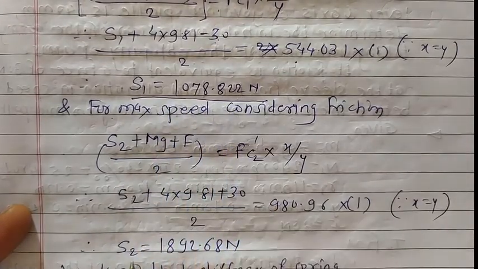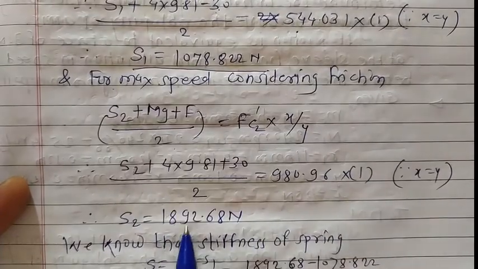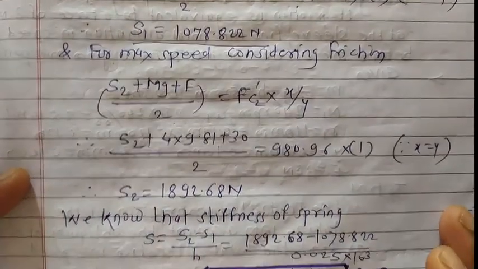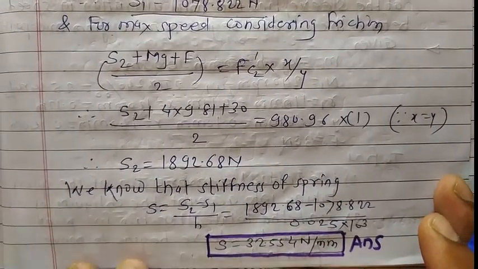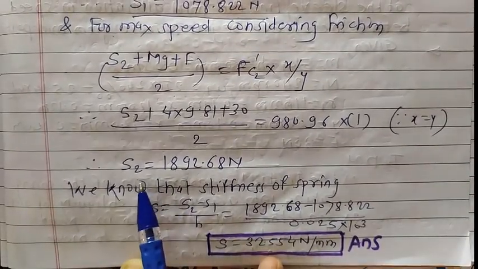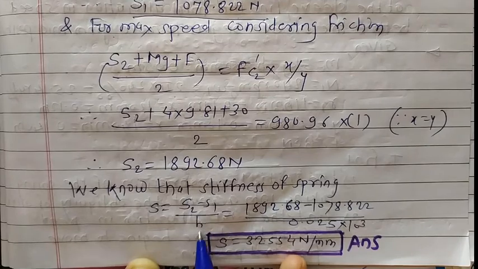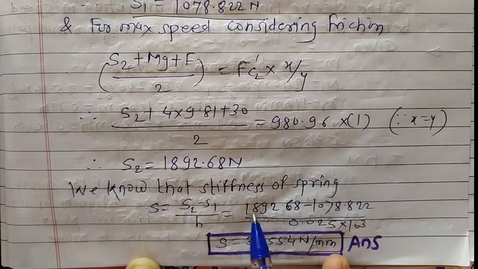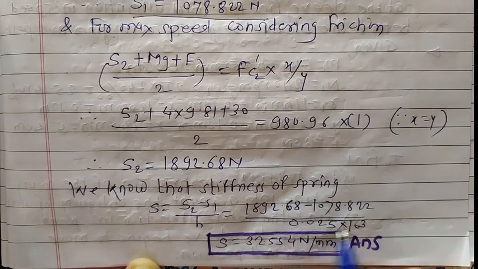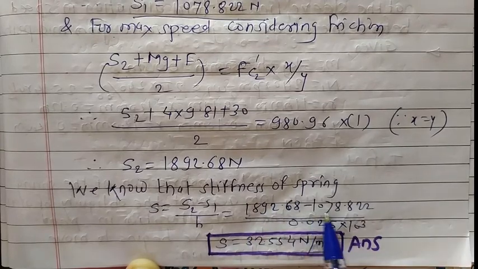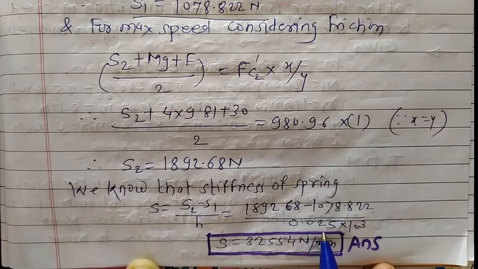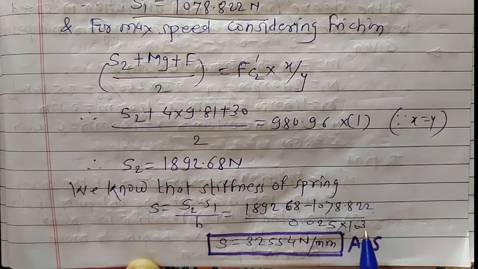So S1 is 1078.822 Newton and S2 is 1892.68 Newton. So what about the spring stiffness? Spring stiffness is nothing but the difference between the spring force corresponding to the maximum speed and minimum speed, so S2 minus S1 divided by h. If you convert this into mm, you get 1892.68 minus 1078.822 divided by 0.0525 multiplied by 10 raised to 3. Already this one is given in mm.